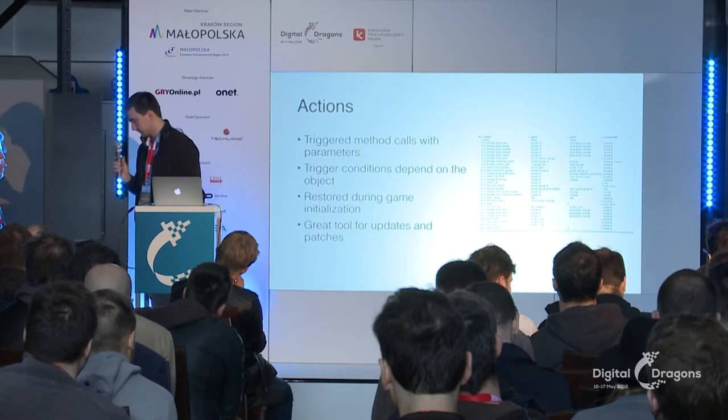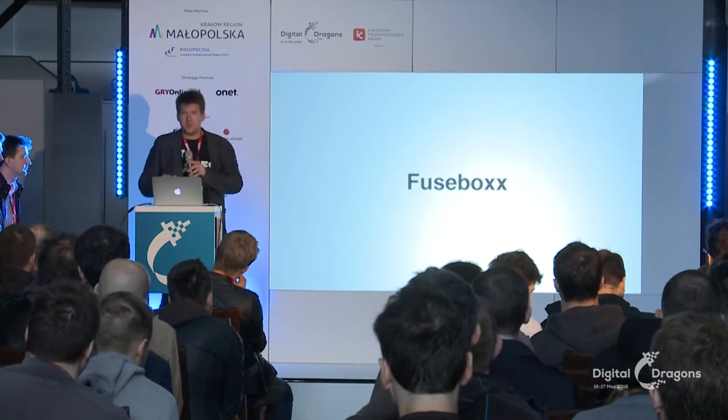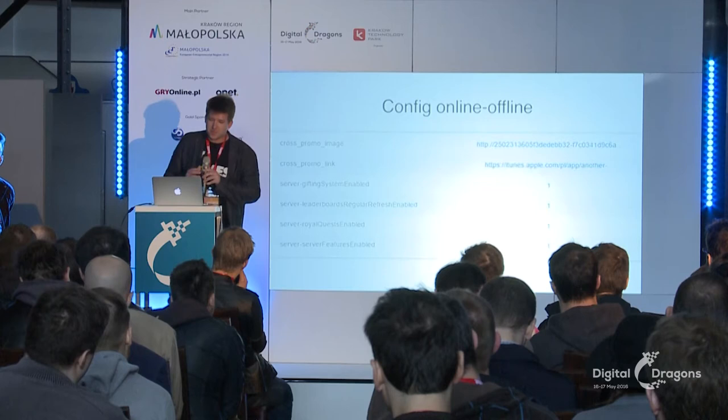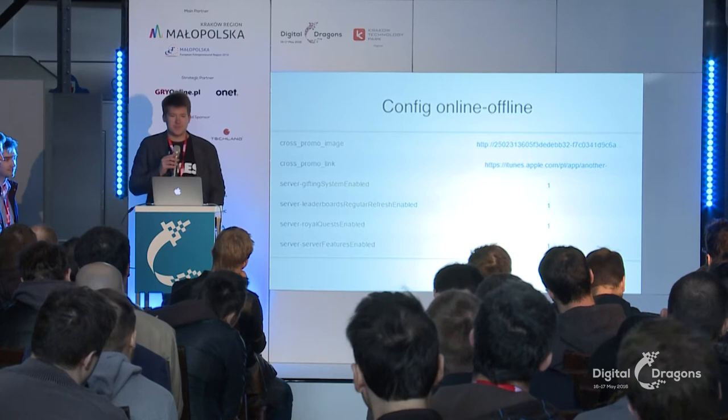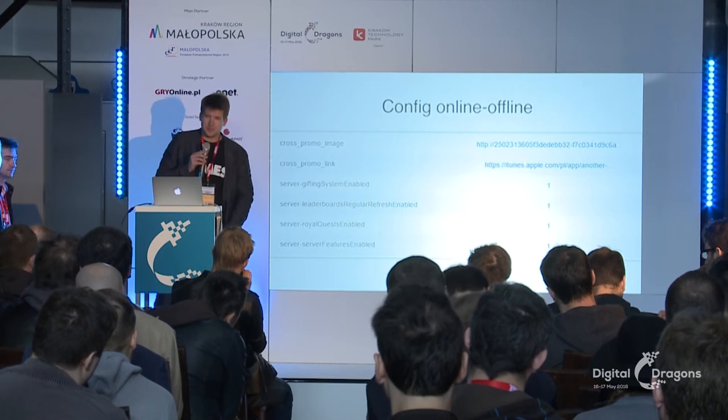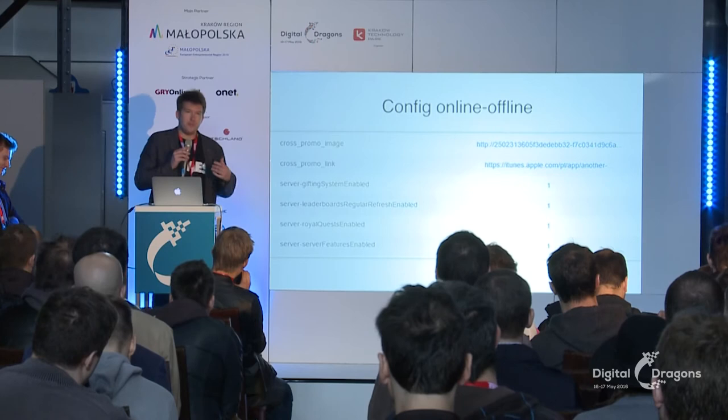So, I'd like to talk to you about the third-party software we're using in our game. It's called Fusebox. Fusebox provides us with many online features for which we would otherwise have to write our own software and have our own server. And one of the main ones is the config file. We use our own offline config file, but we also use an online config which overrides the offline one. And here you can see a sample of it.